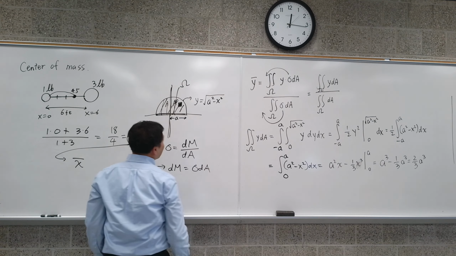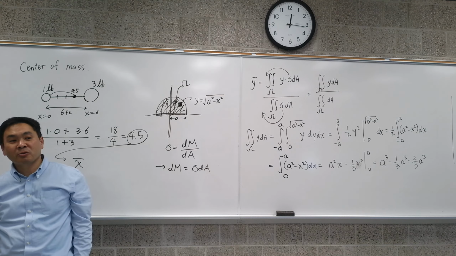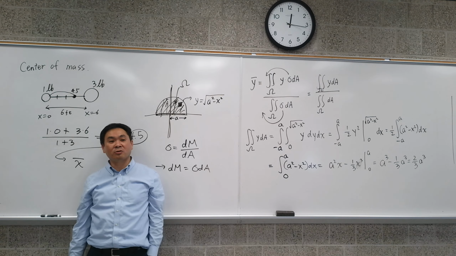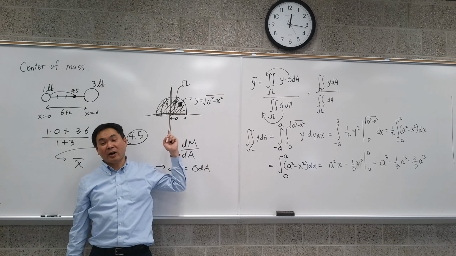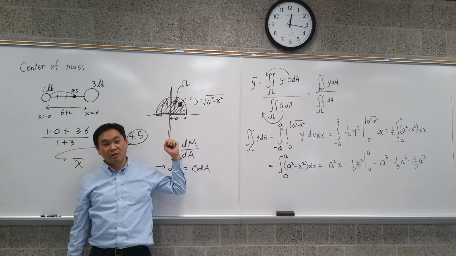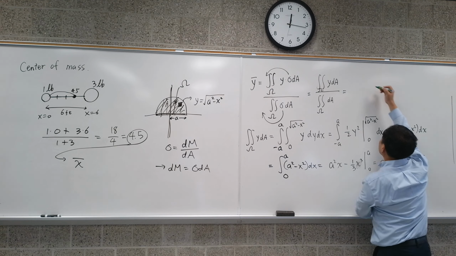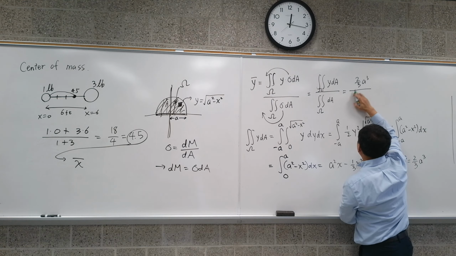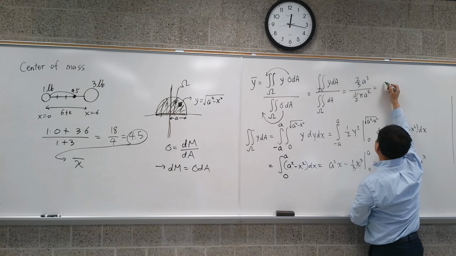Okay, now what about the area of this half circle? What's the formula for the area of a full circle? Pi r squared. Here the radius is a, so the full circle is pi a squared. Therefore, the half circle is half of pi a squared. So this is now whatever we got here, 2/3 a cubed divided by 1/2 pi a squared. If you simplify this, you get 4/3 pi a.